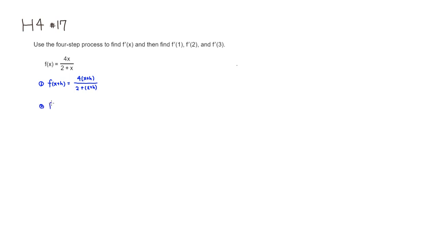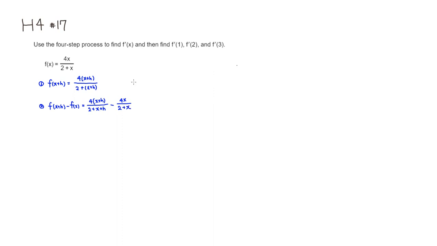Step 2. We want to find f of x plus h minus f of x. The first thing is we already know it from step 1, so we copy that, and we're just going to write it as 2 plus x plus h. We don't really need the parentheses. Then we subtract the original function, which is 4x over 2 plus x.